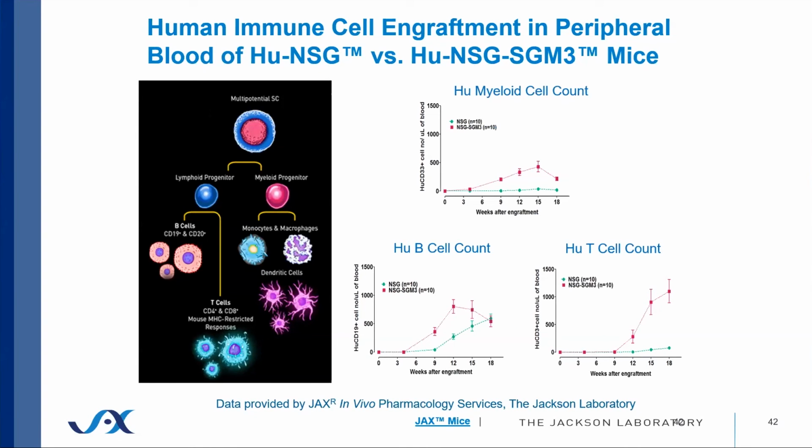And now we'll look at it a little bit more granular. We're looking at the myeloid cells. Again, both increasing over time, especially in the magenta, the NSG SGM3, which makes sense because, again, that was the point of creating this strain, was to get better myeloid cell engraftment. But we also saw better lymphoid development, lymphoid engraftment here, where you're seeing the B cells and the T cells both at higher levels and increasing over time more dramatically than they do in the basic NSG strain.